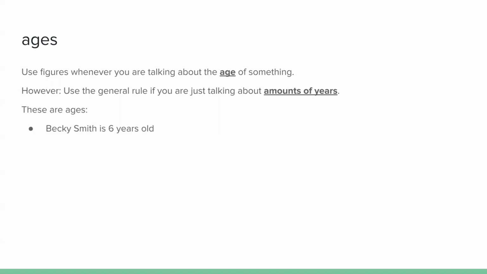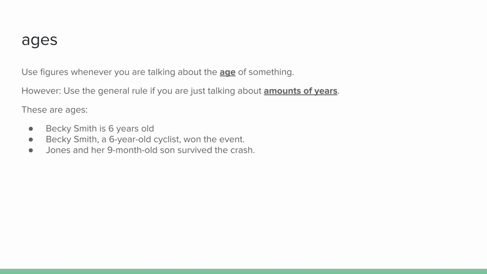These are all references to ages. Becky Smith is 6 years old. Notice we have that magic phrase, years old. Okay, 6 years old, that is describing her age. Becky Smith, a 6-year-old cyclist, won the event. Now it's part of an adjective, describing a cyclist, but it's the same construction, same idea, 6-year-old, in that phrase, a 6-year-old. Jones and her 9-month-old son survived the crash. Now we're talking about months instead of years, but it's describing the age of a person.